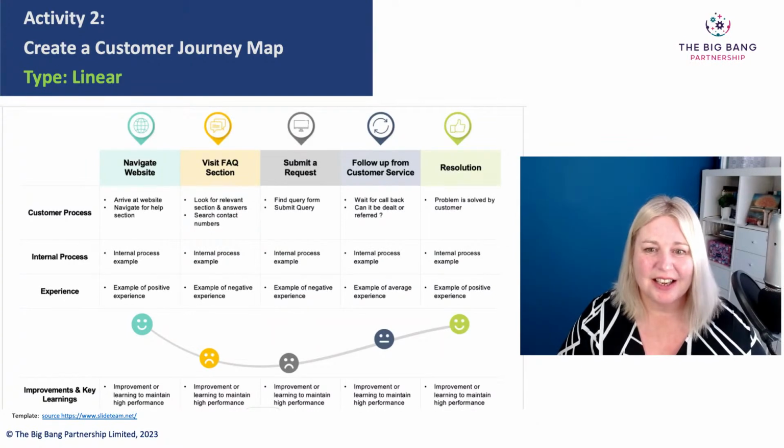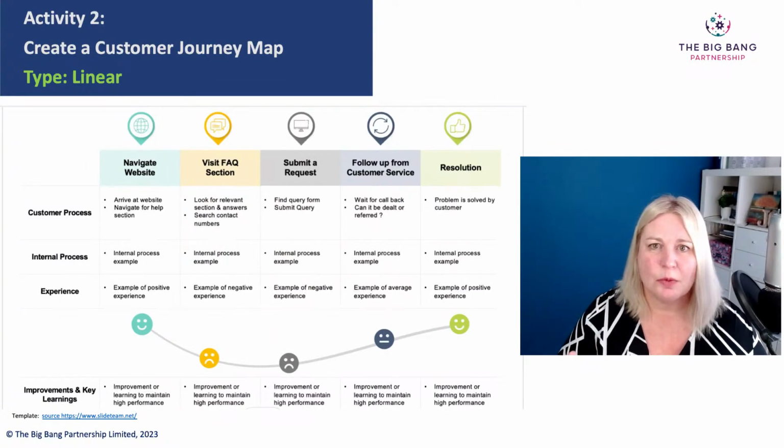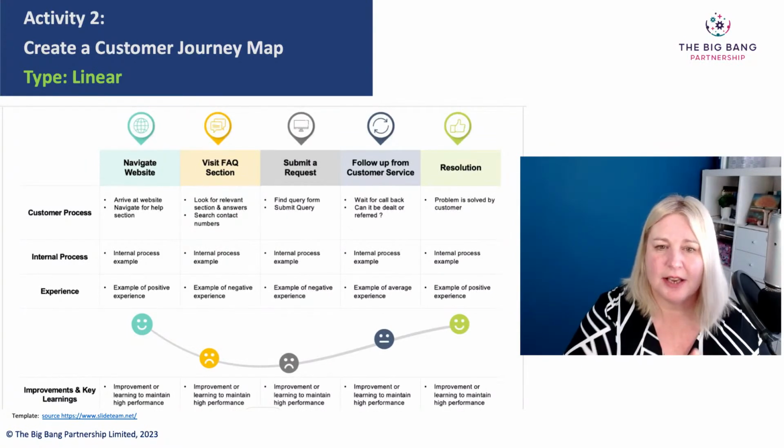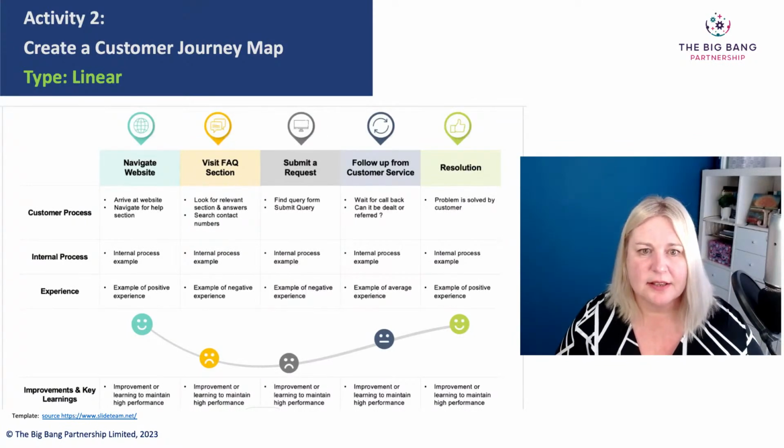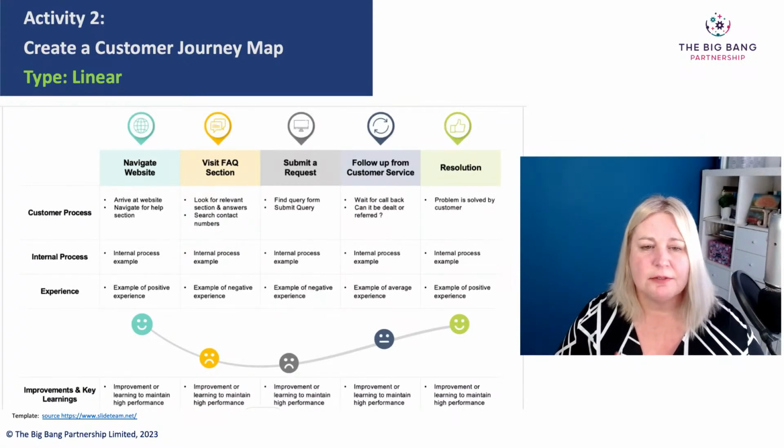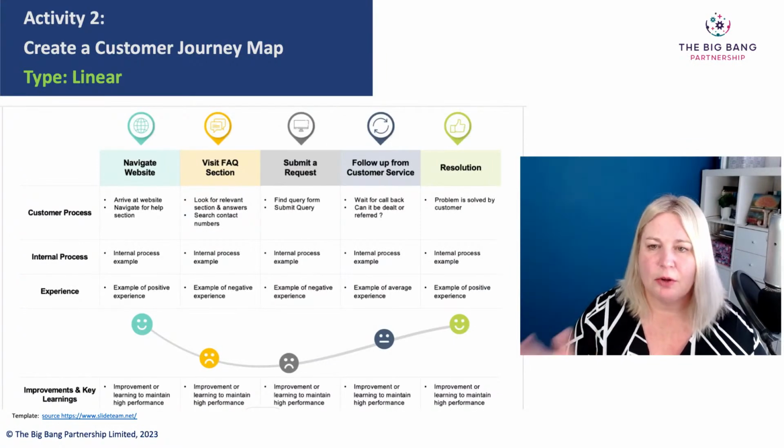Now that is a linear type of map, where it starts at one end and you work through and you get to the end of the process. In this case, it's navigating the website, finding a frequently asked question, asking a question, getting some follow-up from customer service, and then the inquiry being resolved.